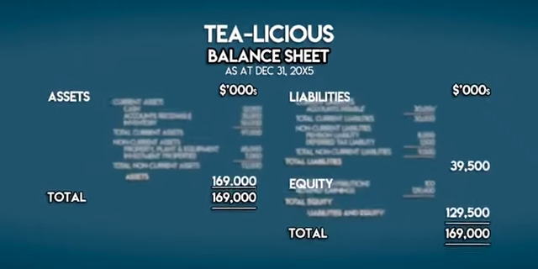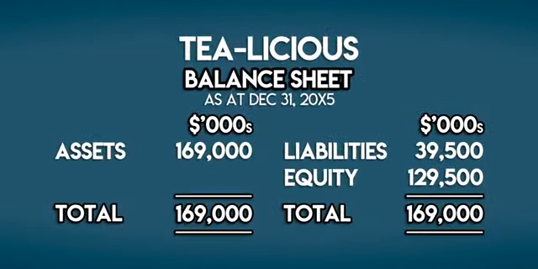If we collapse the balance sheet down into its core components, then we can see that Tealicious has total equity of $129.5 million. What does this mean? Well, if the business were to suddenly sell off all of its assets and pay off all of its debts, then in theory, this is how much money the owners would get.